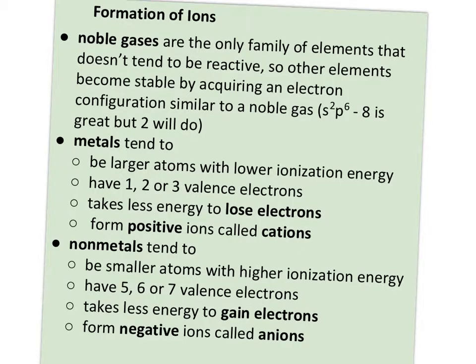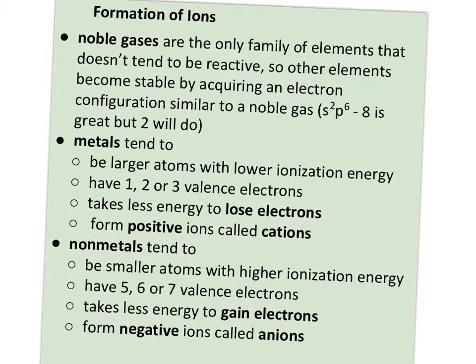Formation of ions: different elements tend to do different things. Noble gases tend to do nothing. They're the only elements that are already stable. So other elements are trying to become like noble gases. They're trying to acquire that similar electron configuration of s2p6 because for whatever reason, that is really stable. So remember, 8 is great, but 2 will do for elements 1 through 5 since they're only going to be filling energy level 1.